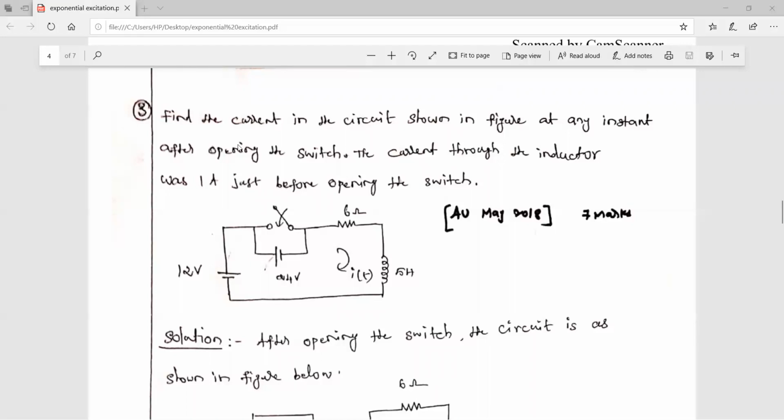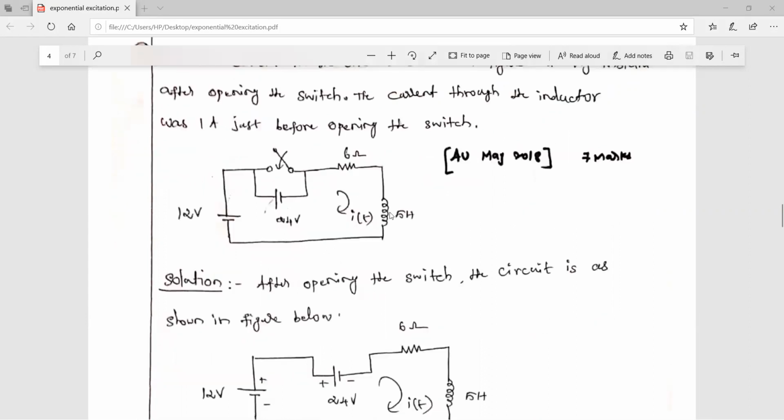Okay, let me start. Find the current in the circuit shown in the figure at any instant after opening the switch. The current through the inductor was 1 amp just before opening the switch. This is the question.